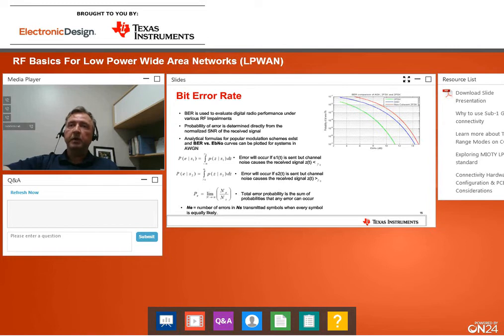But I do see in the future a migration from FSK to some kind of a phase-based signal. So this is my prediction. So my prediction is we will get about 3 to 4 better dB of SNR in the future.